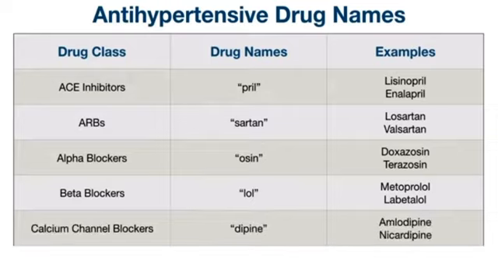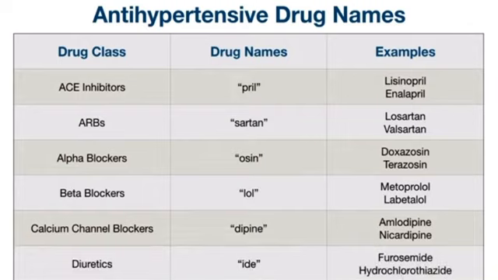The dihydropyridine calcium channel blockers typically end in dipine, such as amlodipine and nicardipine. Finally, many but not all diuretics end in ide, as we can see with furosemide and hydrochlorothiazide.